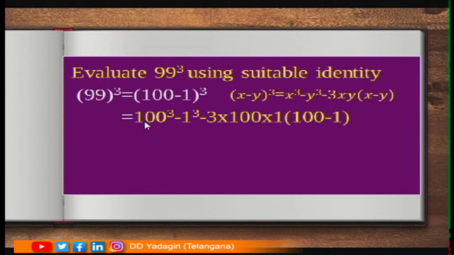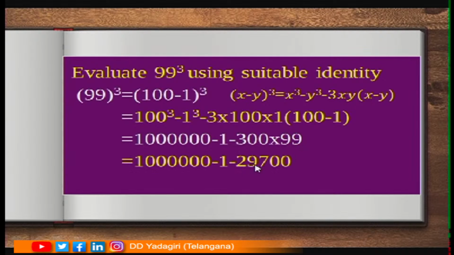Now, 100 cube is 100 into 100 into 100. So, you can write it as 1 followed by 6 zeros minus 1 cube, 1. So, 3 into 100 is 300, 100 minus 1 is 99. So, 300 into 99. So, 1 followed by 6 zeros minus 1 minus 300 into 99. So, when you multiply these numbers, you are going to get 29700. So, when you simplify this, it is going to be 970299.